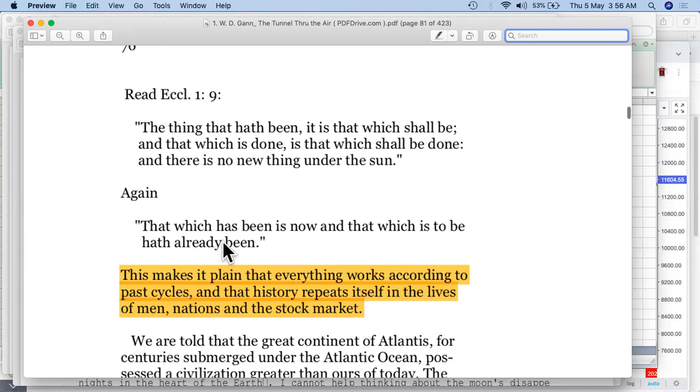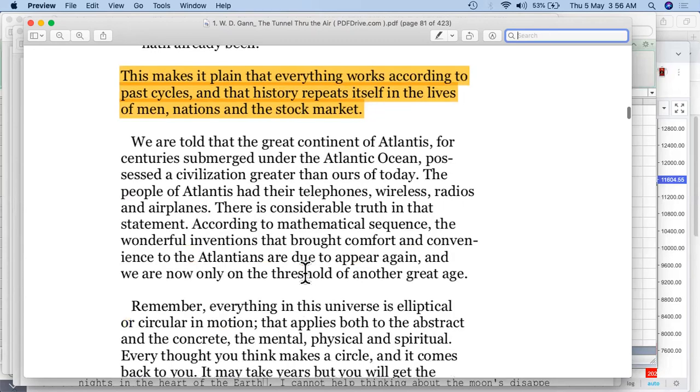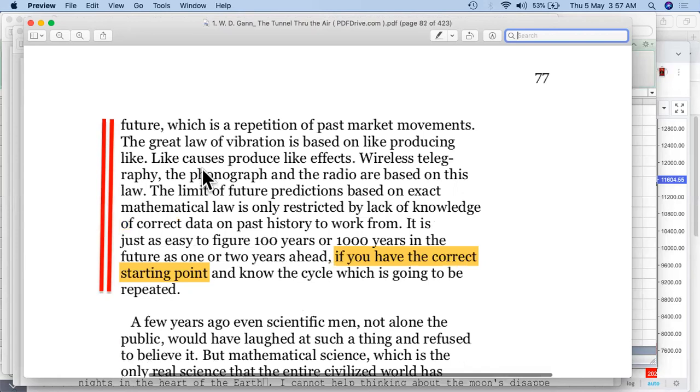This makes it plain that everything works according to past cycles and that history repeats itself in the lives of men, nations, and the stock market, if you have the correct starting point. Now he says that, as per the law of vibration, which wireless telegraphy, the phonograph, and the radio are all based on, if you understand those laws, you will definitely be able to know that.